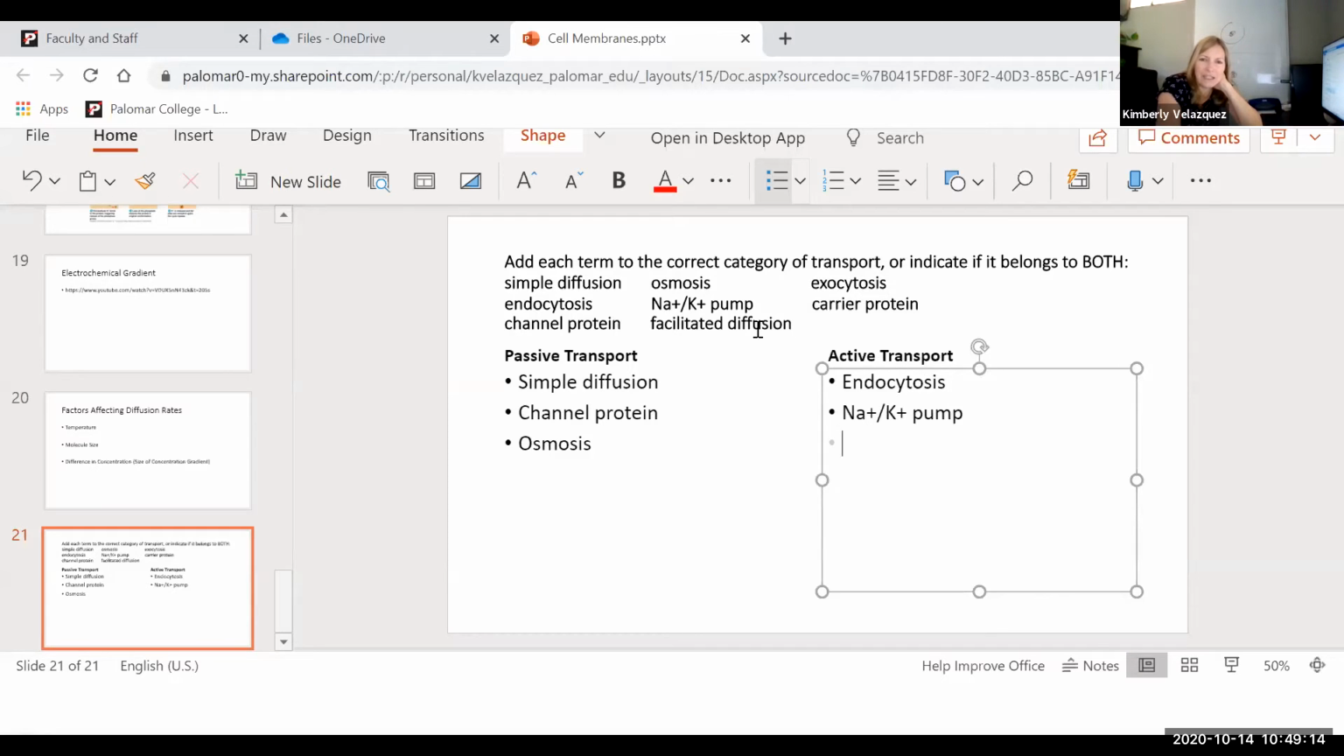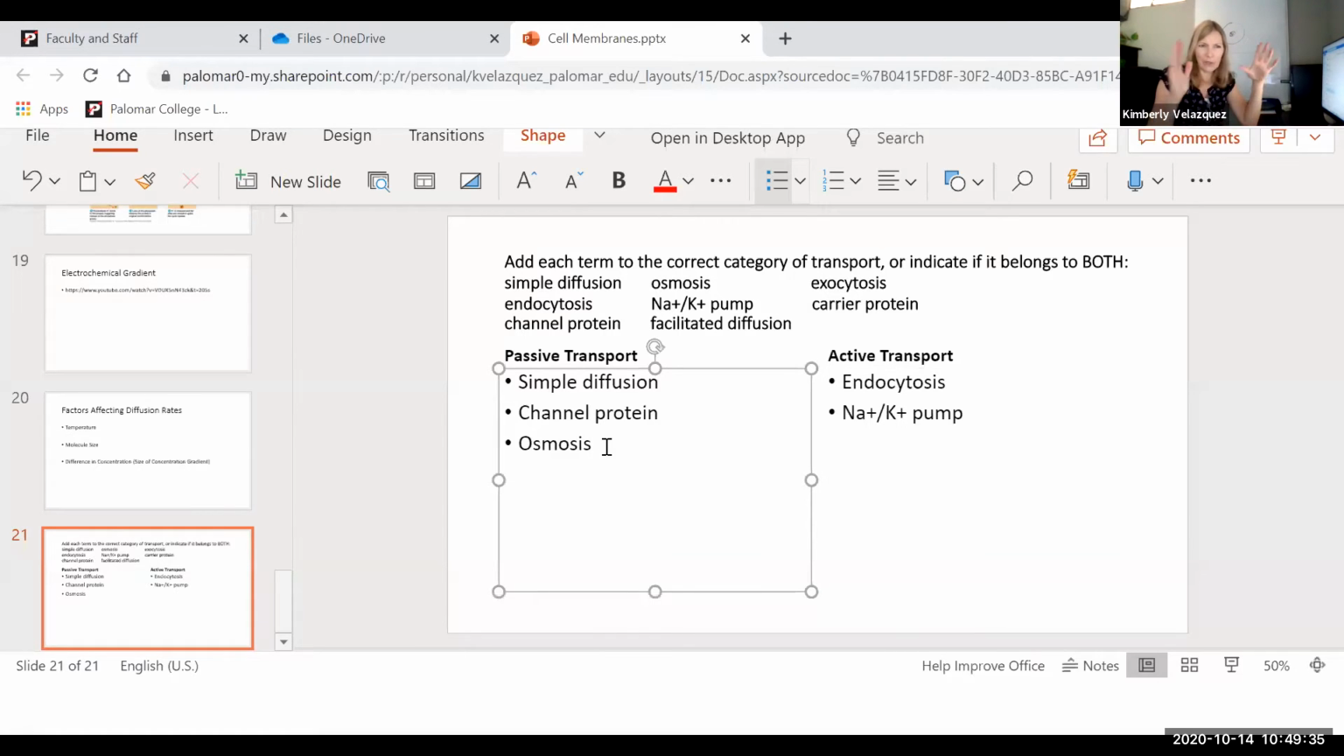Okay, facilitated diffusion. Okay, I got a couple of actives in there, but facilitated diffusion is passive. Okay, so it's passive transport is going from area of high concentration to low concentration. It just means it has to be facilitated by a protein. It can't just go across the phospholipid bilayer. So facilitated diffusion.